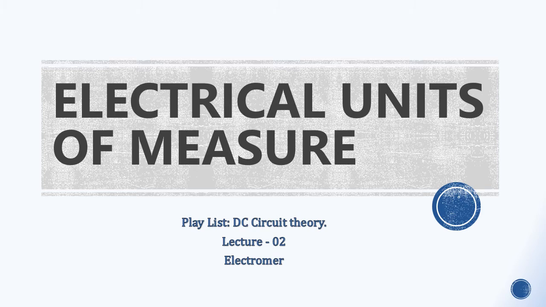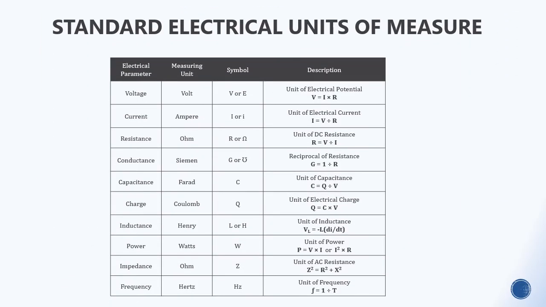In this video, we are going to learn about electrical units of measures. This is our second video on DC circuit theory. Standard electrical units of measures. Here are some electrical parameters and measuring units, and their symbols and the equations to find out those electrical parameters. The first one is voltage.